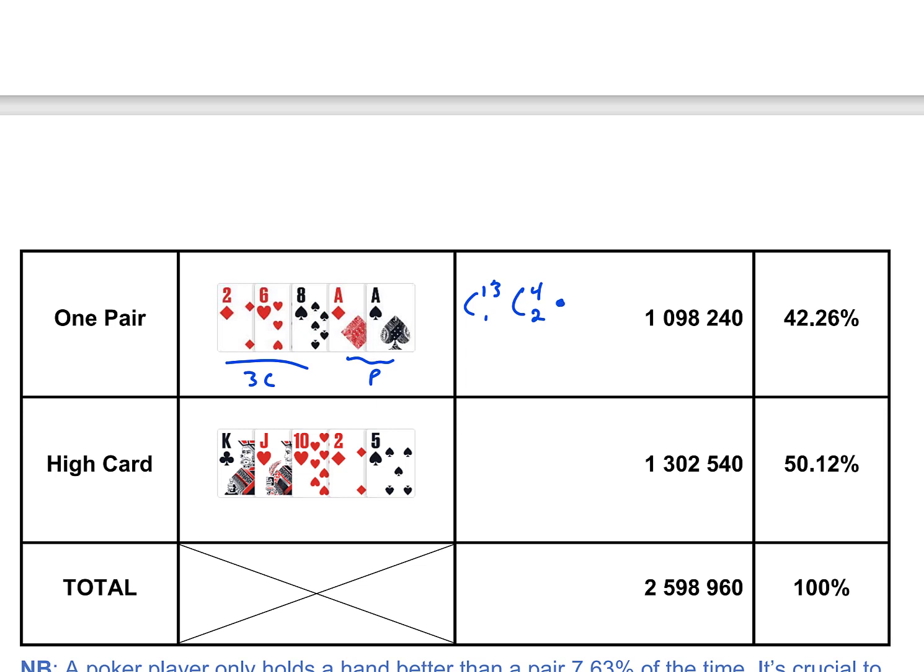And how many ranks do we have left? We have 12 because we only chose one. Then we need three unique ranks. And then each of those cards has four suits, so you have 4 choose 1 times three because you have three of those cards. And that should give you about 1 million. So that's pretty common, it's 42%. Almost half of the time you have a pair, which is pretty solid, right?